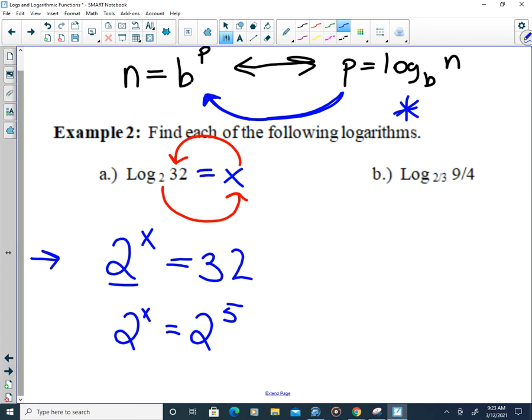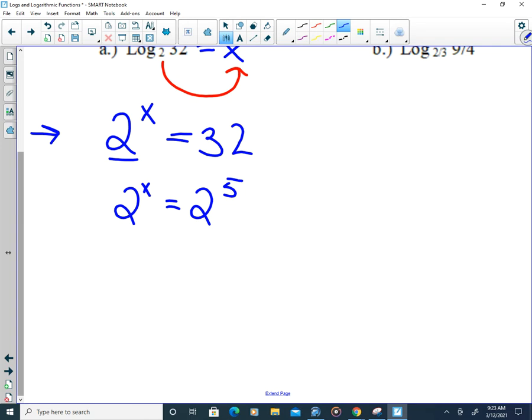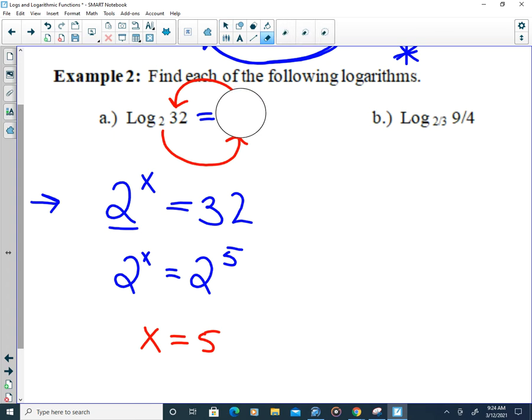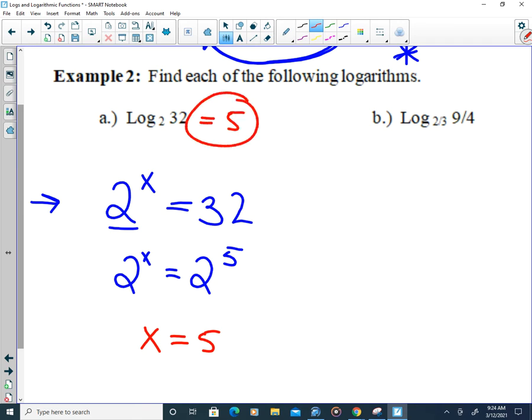So here's what we got. We got 2 powers equal to each other that have the same base. So what you can do is you can set the exponents equal to each other. The only way the left side equals the right side is if they have the same exponent, since they have the same base. So x will equal 5. What that means is log base 2 of 32 is 5. So now we know how to solve a logarithm.